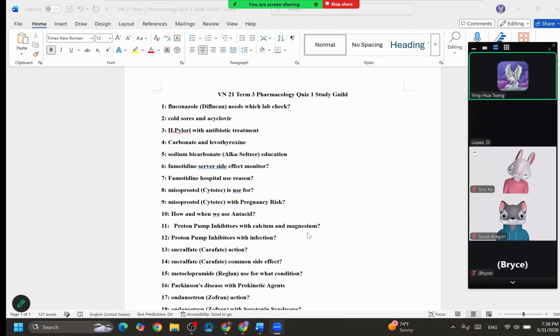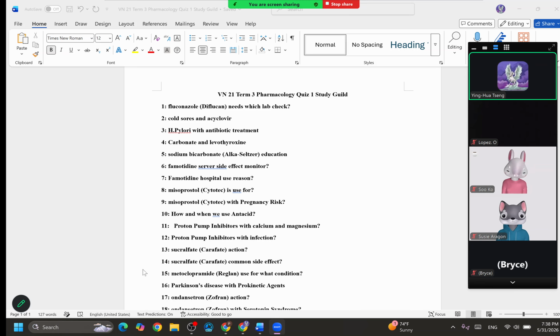Okay, this is acyclovir. All right, and acyclovir also comes as a cream, so you can put it on your cold sore as a topical agent if it's necessary.